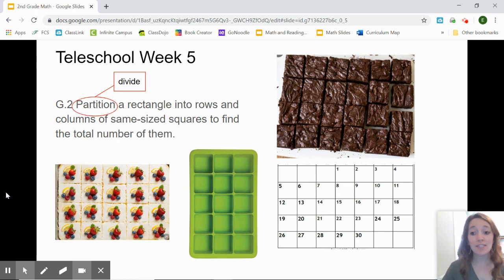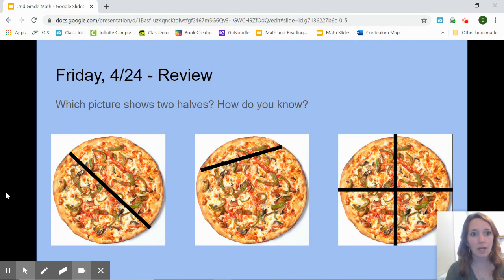Remember, our learning target this week is to partition, or divide, or cut up a rectangle into rows and columns of same size squares to find the total number of them. All right, remember when you see me like this, that means for you to pause the video so that you can solve it yourself and then press play when you're ready to come back. Let's get started. Time for review.